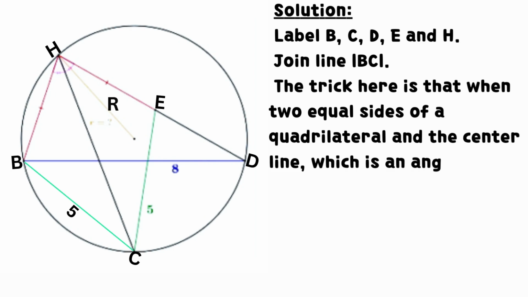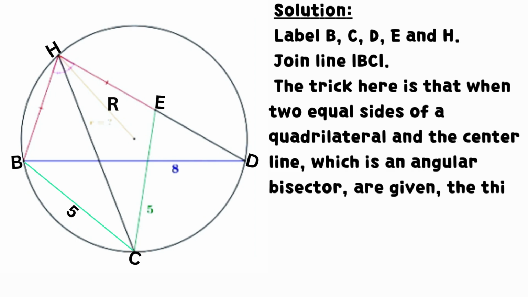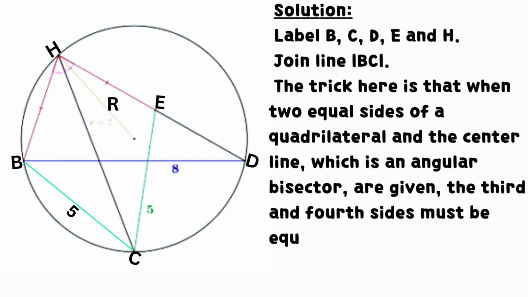Join line BC. The trick here is that when two equal sides of a quadrilateral and the center line, which is an angular bisector, are given, the third and fourth sides must be equal in length. Thus, line BC equals 5 units.